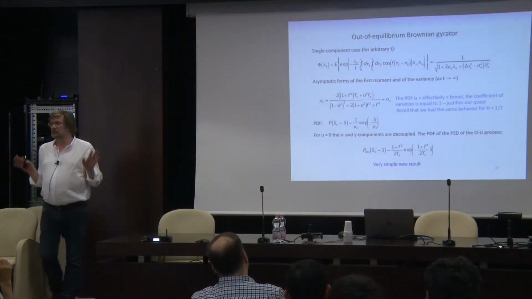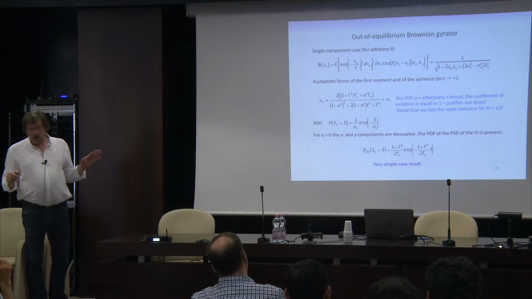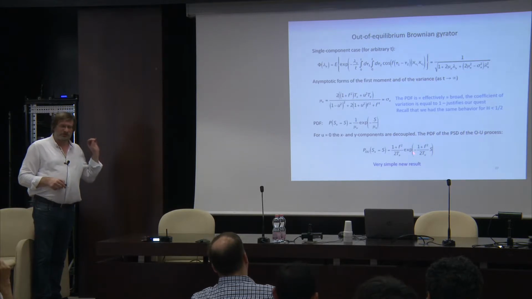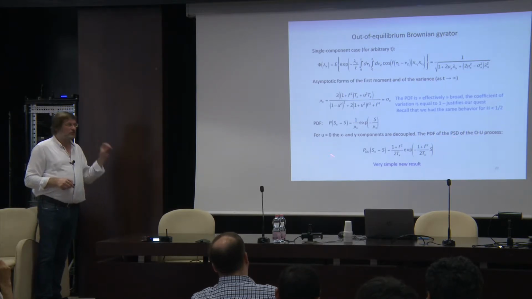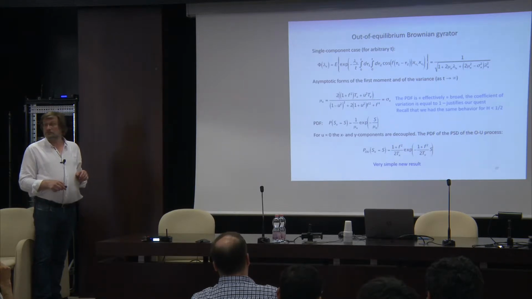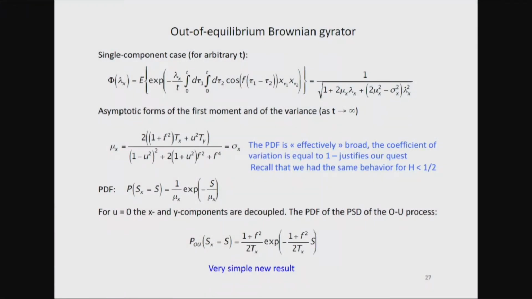And to this end also, we may decouple these two equations, setting u0, and in this case, we deal with a simple Ornstein-Uhlenbeck process. So the full probability density function of the power spectral density of a single realization of an Ornstein-Uhlenbeck process is just this simple result. Very complex, very simple, and apparently new. I have not seen it anywhere. Full distribution function.